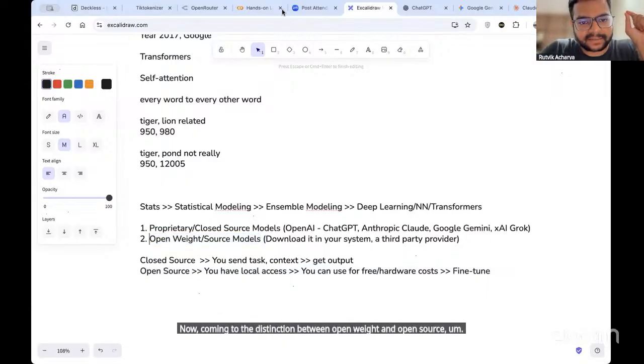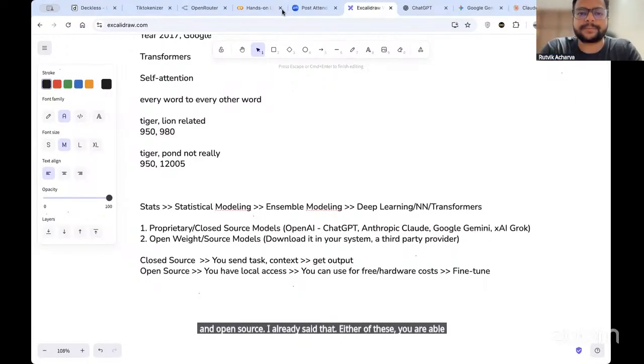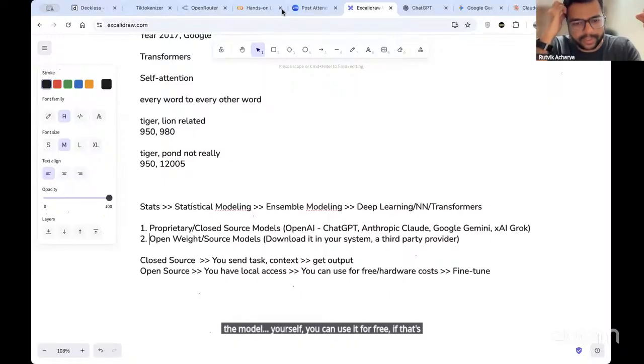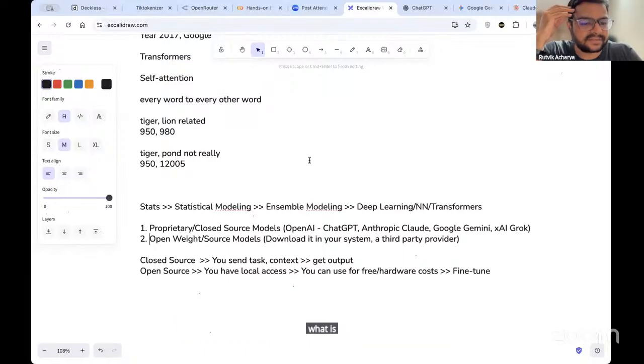Now, coming to the distinction between open weight and open source. Anybody in the chat wants to reply, what is the difference between open weight and open source? I already said that with either of these you are able to get the model yourself. You can use it for free if that's your hardware, or you can change some of the behavior of these models. What is the difference between open weight and open source?